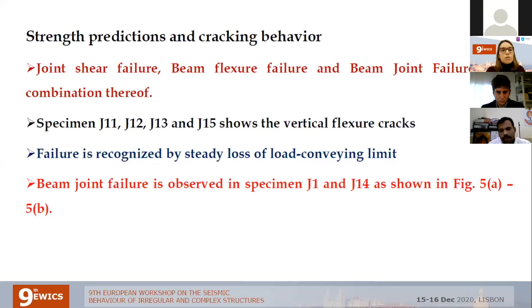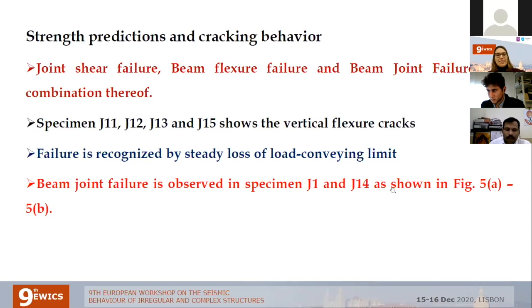Generally, three types of failures are observed in the joint, that is the joint shear failure, beam flexure failure, and the beam joint failure, or a combination of all. During the initial cycles, minor cracks are observed in all the specimens. However, at higher displacement cycles, specimens J1, J12, J13, and J15 show vertical flexure cracks, failing due to beam flexure failure.